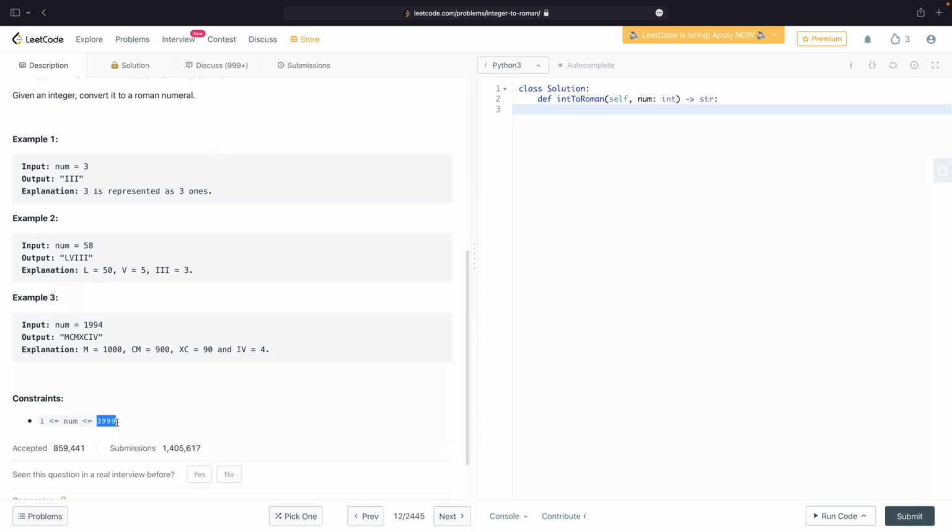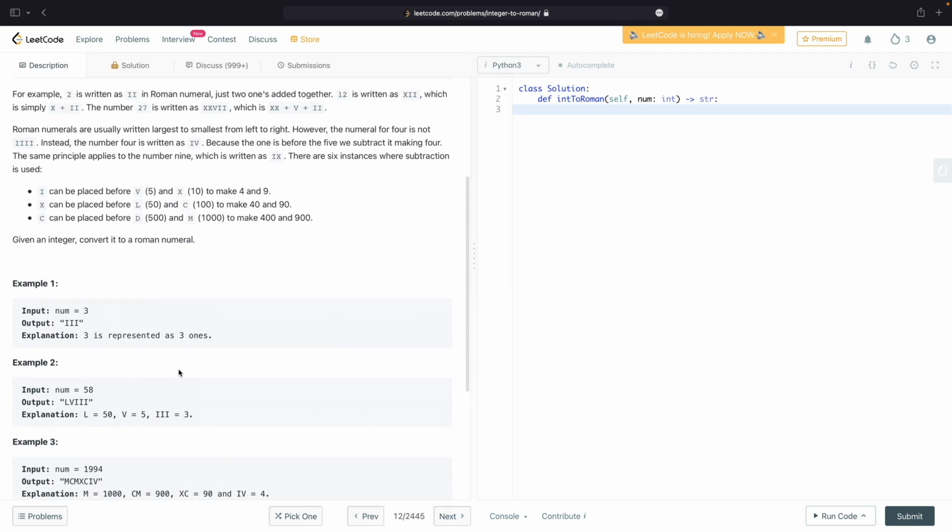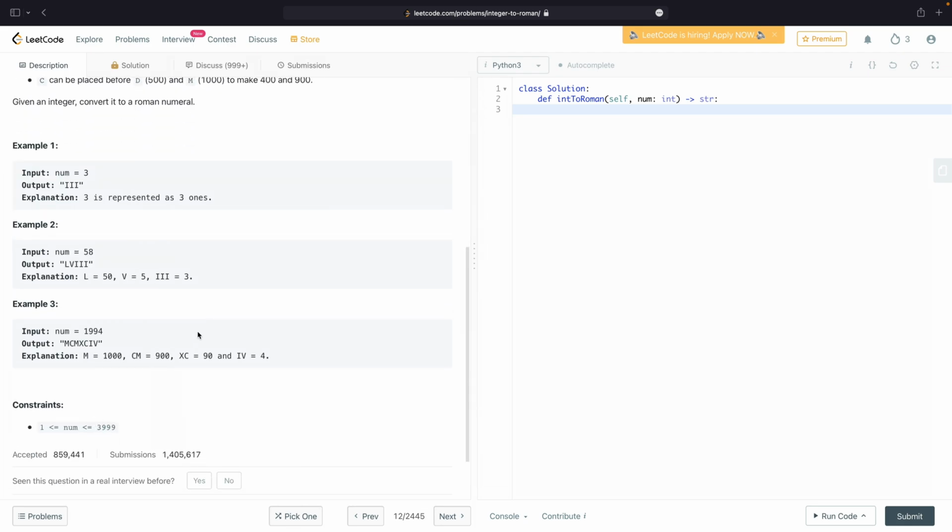So the number is going to be below 4,000. That's good, because otherwise we'd need to know how to write 4,000. And I don't know the Roman numeral for 4,000 or the 5,000 Roman numeral. So we stop before we hit anything too tricky.